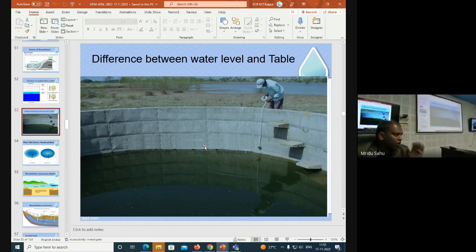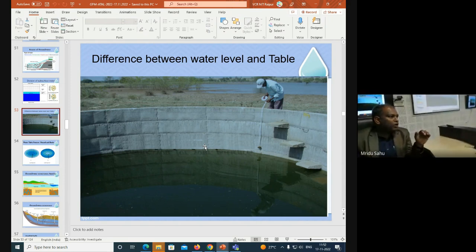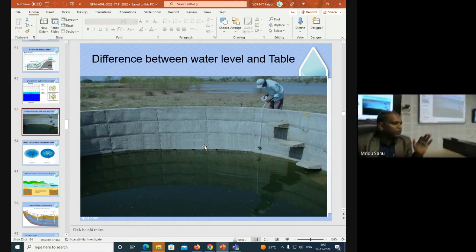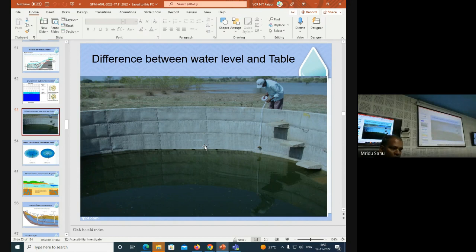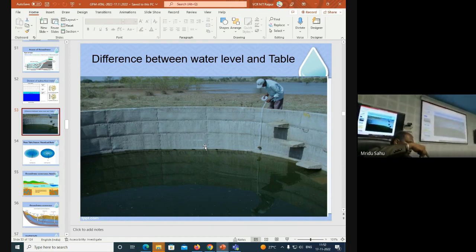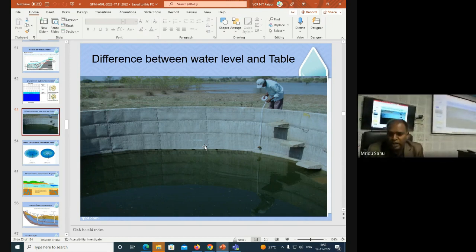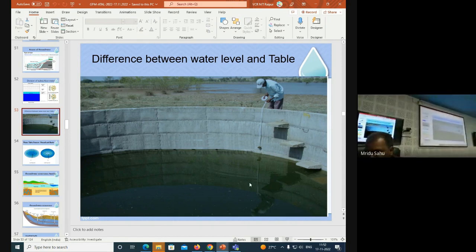How deep from the ground surface. So when we dig a well, we get the saturated zone. The upper surface of the saturated zone is your water table. From the ground surface, we can measure how deep it is, and that will be your water level. So here, for this well, a parapet is developed. This parapet you will find a little above the ground surface.